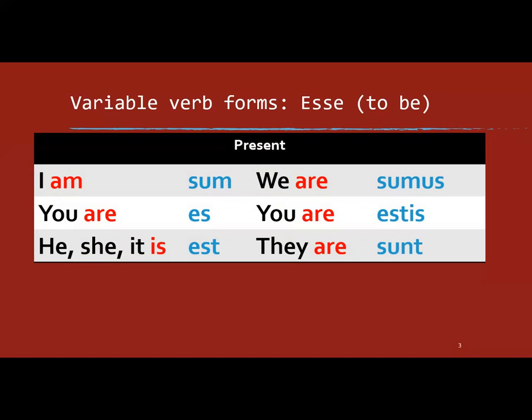In Latin, as I said, the verbs don't need to have the pronoun with them. It's already embedded in the word itself. So I am is sum, plural of that is sumus. They look somewhat similar for the first person. You are is es, and plural you are is estis. Again, they look similar. He, she, it is est, and they are sunt. They don't look alike. Sum, es, est, sumus, estis, sunt.